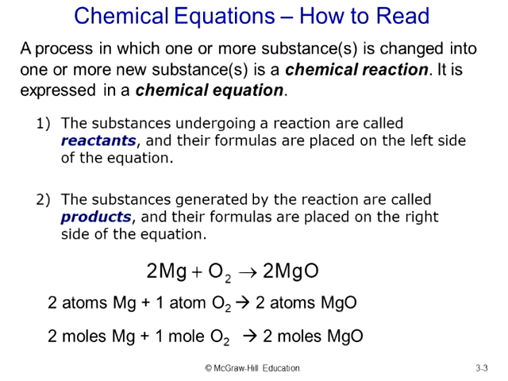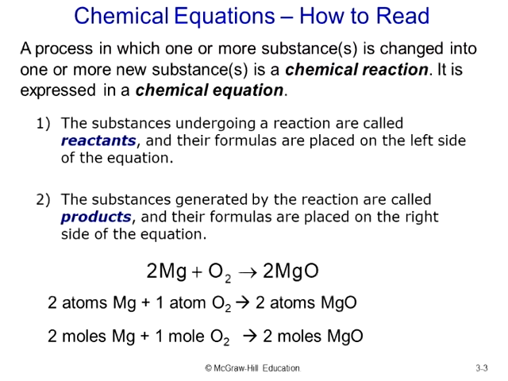Let's get started with the discussion on chemical equations. So how do you read a chemical equation, and what is a chemical equation? A process in which one or more substances is changed into one or more new substances is a chemical reaction. That reaction is expressed in a chemical equation. So essentially, a chemical equation is how we write chemical reactions, how we use the symbols of chemistry to write a chemical equation. And when you think about a chemical equation, it is a good idea to think about it in terms of math, because a chemical equation will be mathematically balanced as well as will not disobey the laws of conservation of matter. Okay?